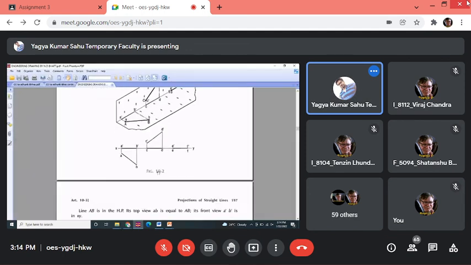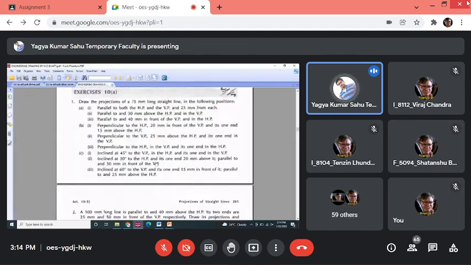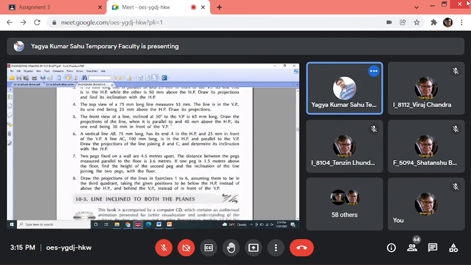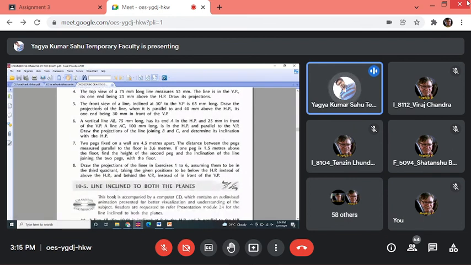Okay, the query you are raising is a good question, and it will be written in the question. Okay, one second. Question number 4. Can you see question number 4? The top view of a 75 mm long line measures 55. Clear? So what is the 75 length? 75 mm length. That 75 mm length is true length. Not length of the top view. That is true length of line. And that 55 mm is the length of top view.